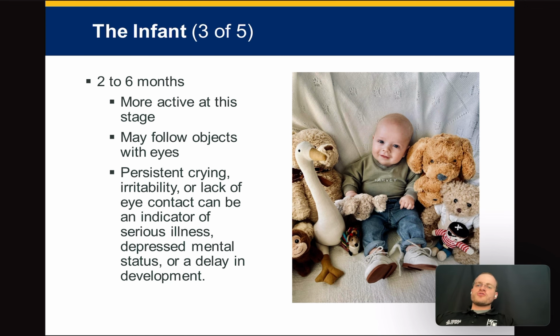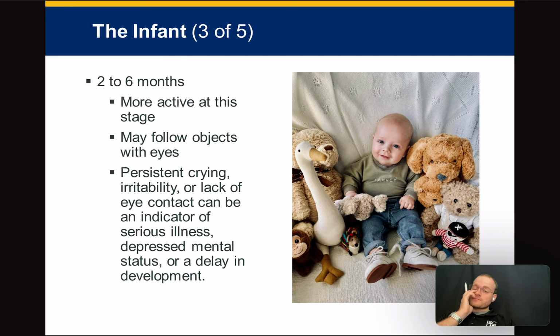And so at 2 to 6 months, they're more active at this stage. They may follow objects with their eyes. So it would be normal for a baby at 2 to 6 months to look around or try to follow things. It would be abnormal if they're looking through you and not really tracking objects. We call that tracking. They should be able to track things with their eyes.